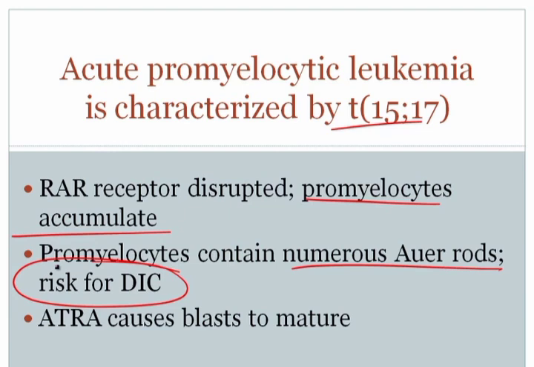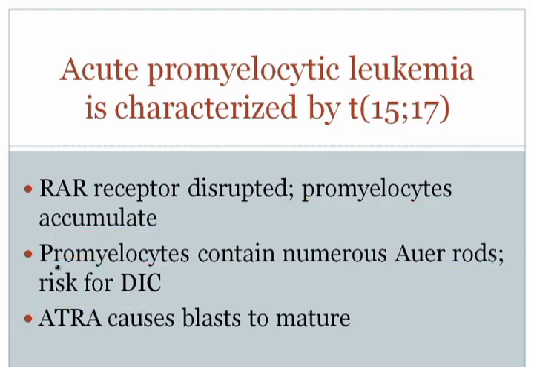Acute promyelocytic leukemia is a medical emergency, and that's because of the risk of DIC. The treatment for acute promyelocytic leukemia is also very important to be aware of. If the patient is given ATRA, which is all-trans retinoic acid, a derivative of vitamin A, this will bind the disrupted retinoic acid receptor and cause the blasts to mature and become neutrophils. And of course, that would alleviate the leukemic burden in that particular patient.